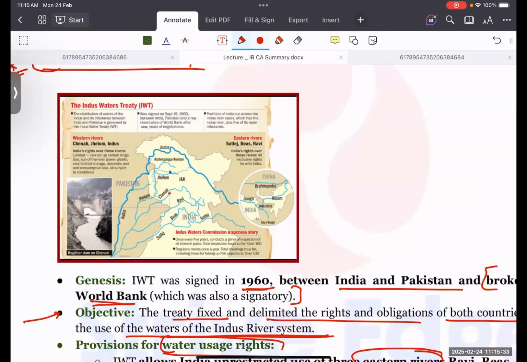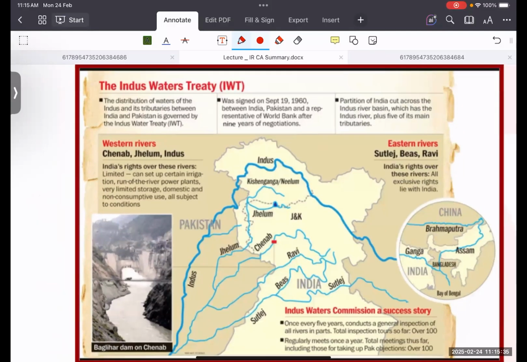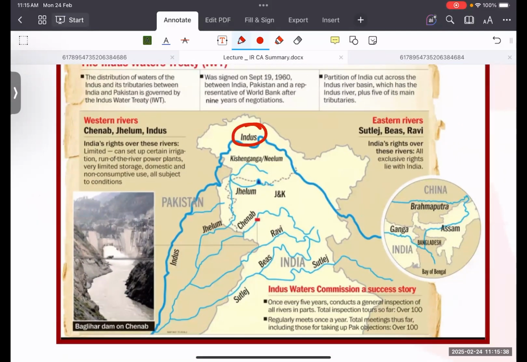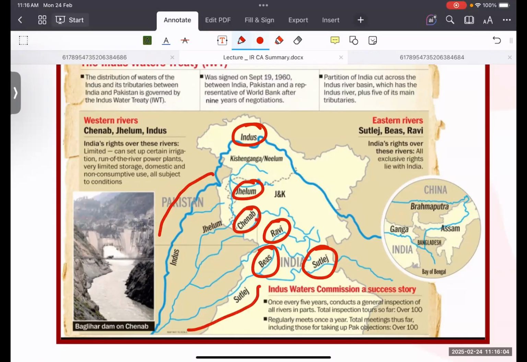If you look at the map here, this is the Indus River, the main river of the Indus. And then the Ravi, Beas, Satluj. These three have their drainage system mostly in the Indian part of this Indus watershed. This is why these eastern rivers have been given to India. And then, Jhelum, Chenab and Indus also go through India, but the majority part of them goes through Pakistan.